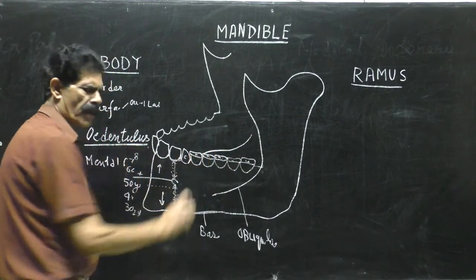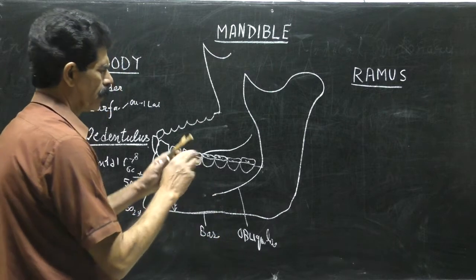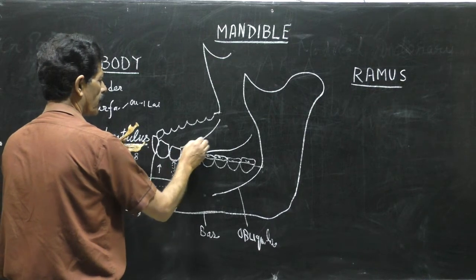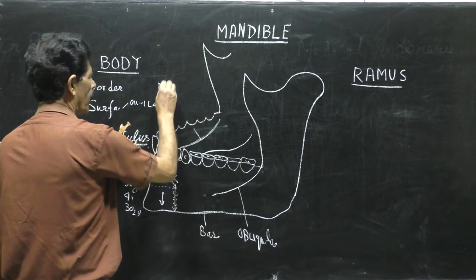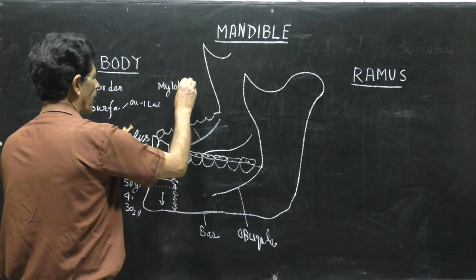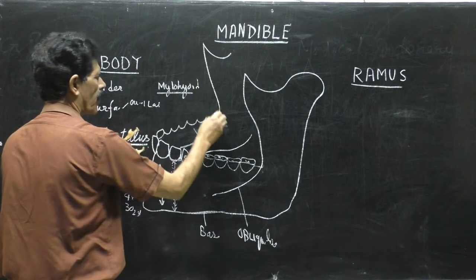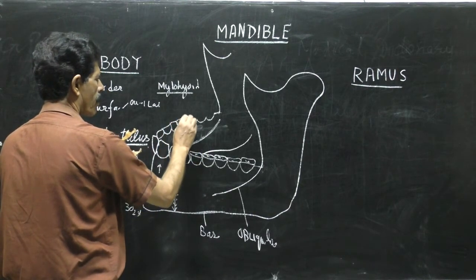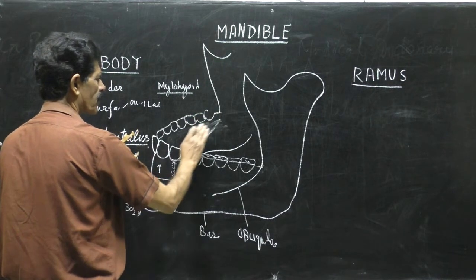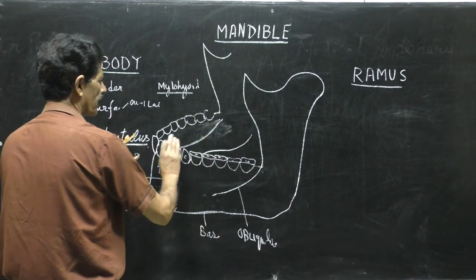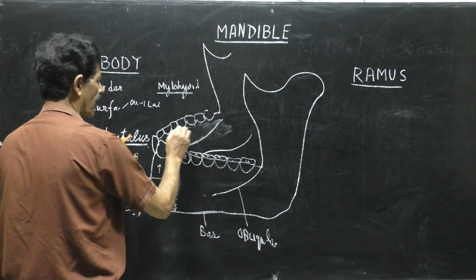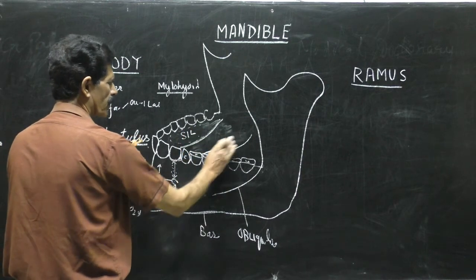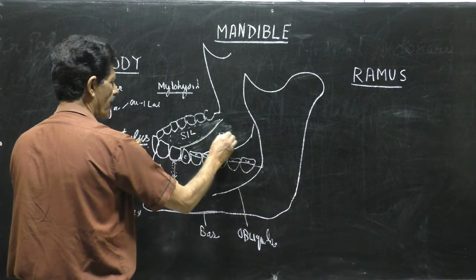On the medial surface of the mandible, we see an obliquely running line, and this line is called the mylohyoid line. This mylohyoid line gives the origin of the mylohyoid muscle. Just above this mylohyoid line, on the medial or inner surface of the body of the mandible, there is a fossa. This is called the sublingual fossa. And just below it, there is another fossa. This is called the submandibular fossa.